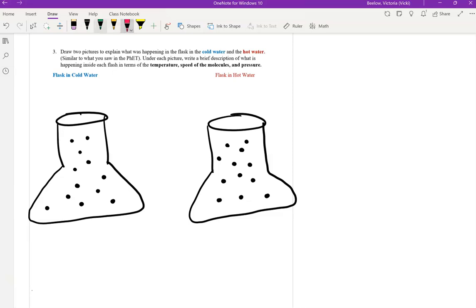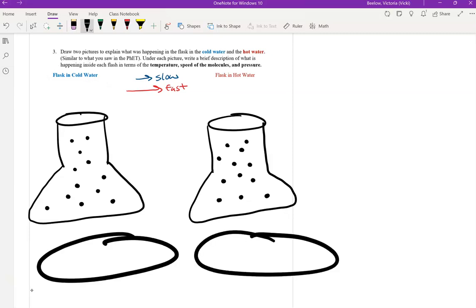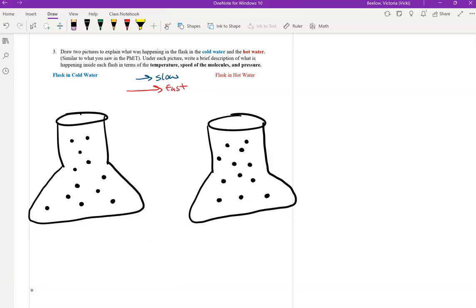So in your picture, you're going to use a short arrow to represent that the molecules are moving slow. And if you want, you can make them different colors too. And then a longer arrow to represent that the molecules are moving fast, based on the 2 different conditions that you had. And then have a little description for each one to describe what's happening in terms of the temperature, the speed of the molecules, and therefore how is that affecting the pressure for the flask in the cold water and the flask in the hot water.